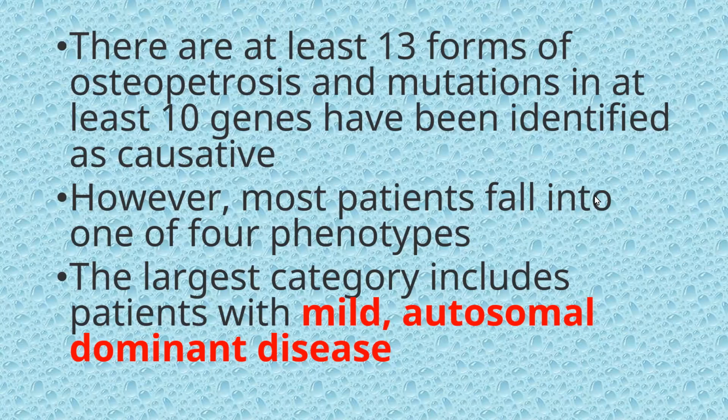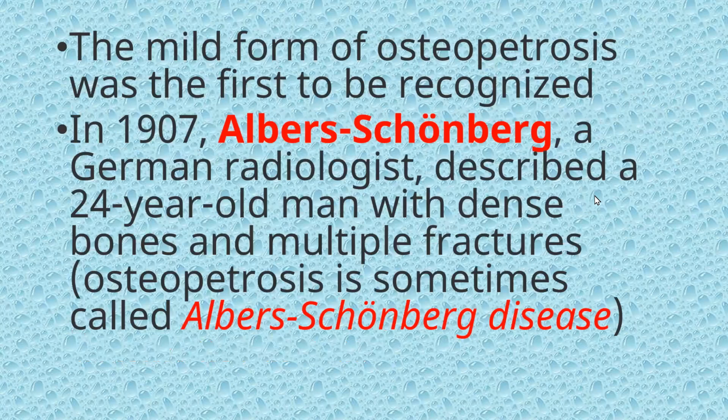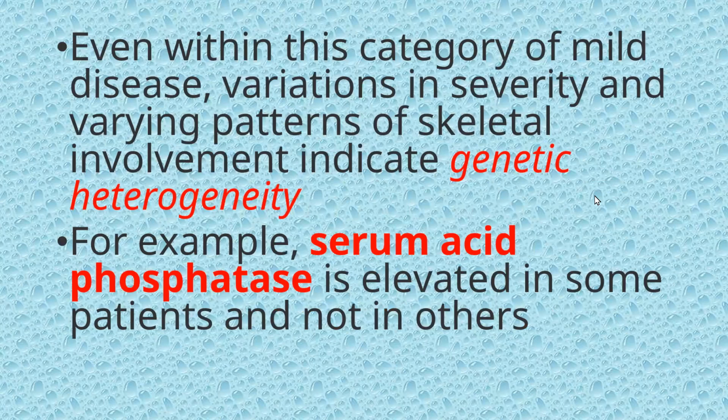The largest category includes patients with mild autosomal dominant disease. The mild form of osteopetrosis was the first to be recognized in 1907. Albert-Schönberg, a German radiologist, described a 24-year-old man with dense bones and multiple fractures. Osteopetrosis is sometimes called Albers-Schönberg disease after his description. Even within this category of mild disease, variations in severity and varying patterns of skeletal involvement indicate genetic heterogeneity. For example, serum acid phosphatase is elevated in some patients and not in others.